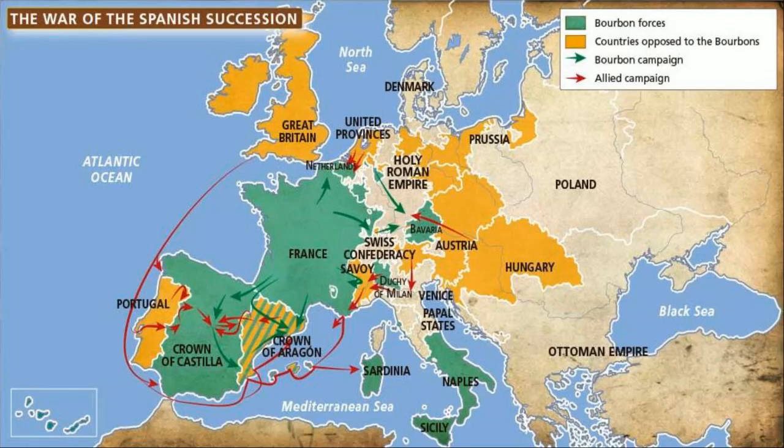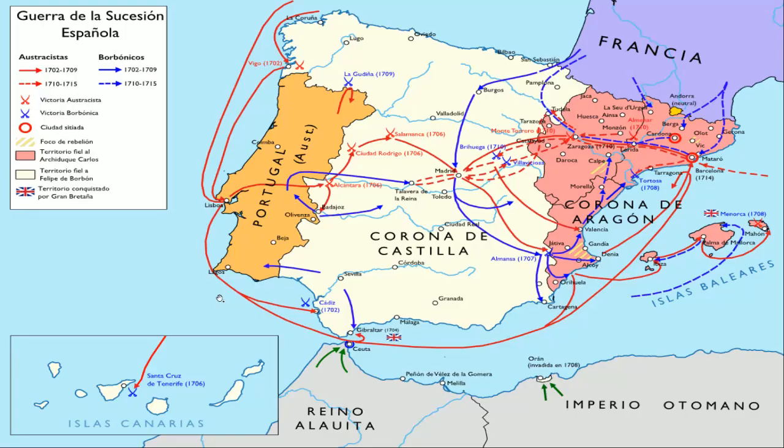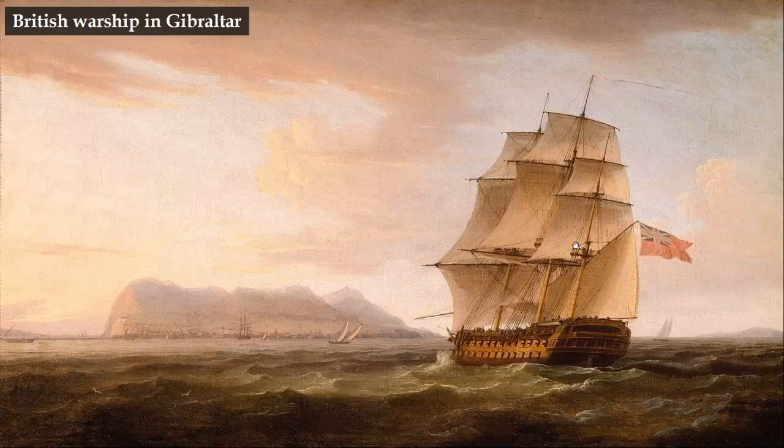And this war was both, as you can see in this map, an international war, a European war, but also a Spanish civil war, because most of the people from the Corona de Castilla supported Felipe V, while most of the Aragonese people, los aragoneses, supported Carlos de Austria. So, militarily speaking, in Spain the troops of Felipe V finally got victorious, while in Europe, Luis XIV had to sign the peace.